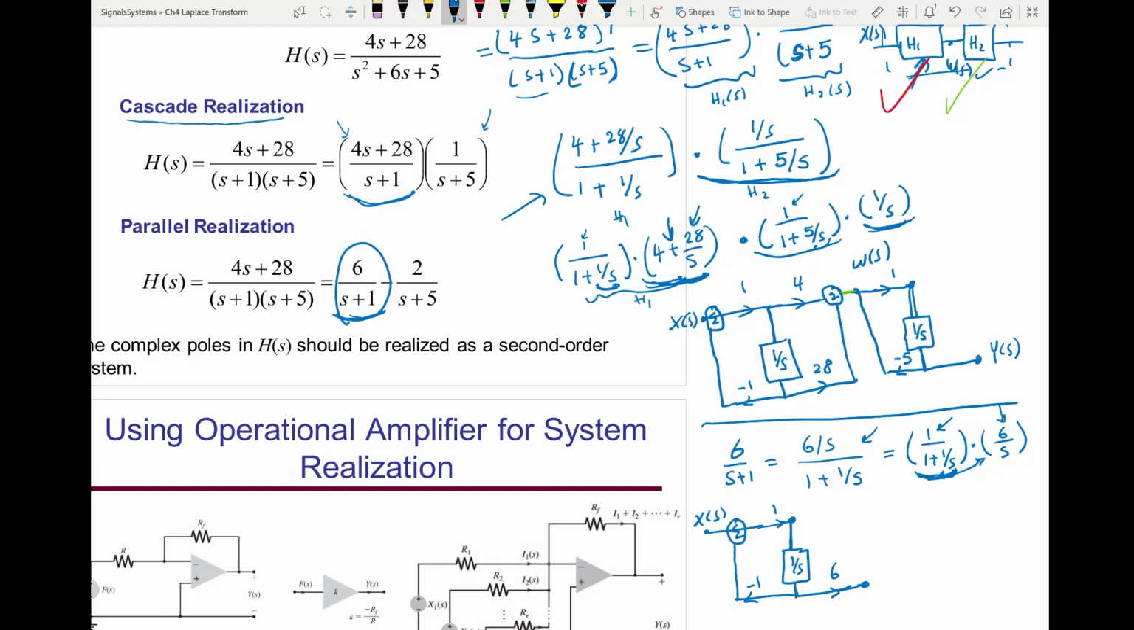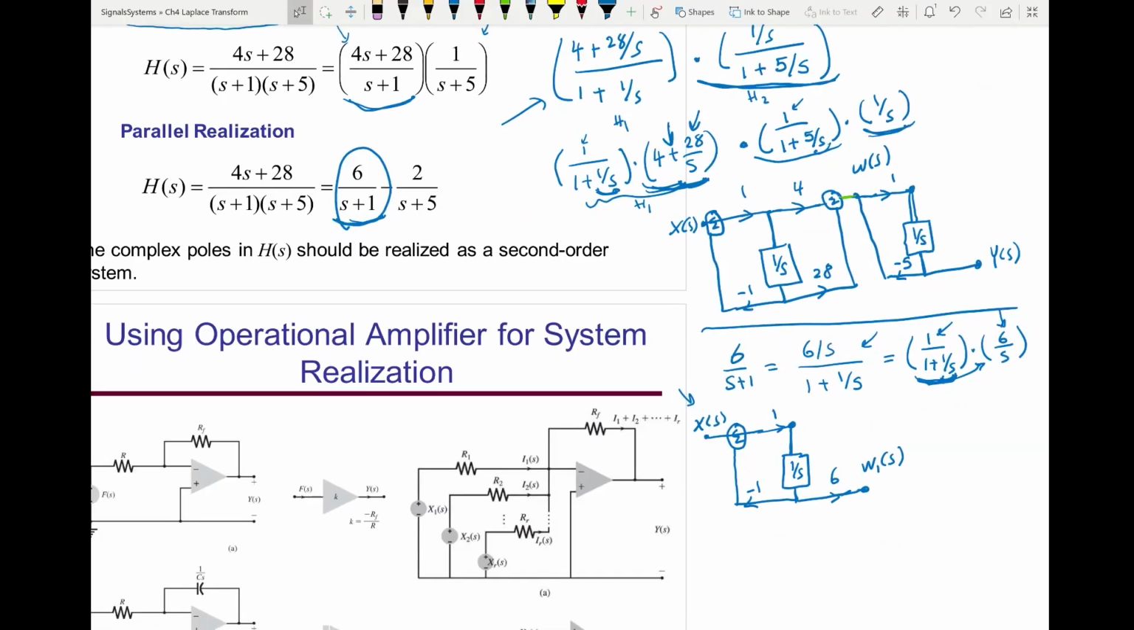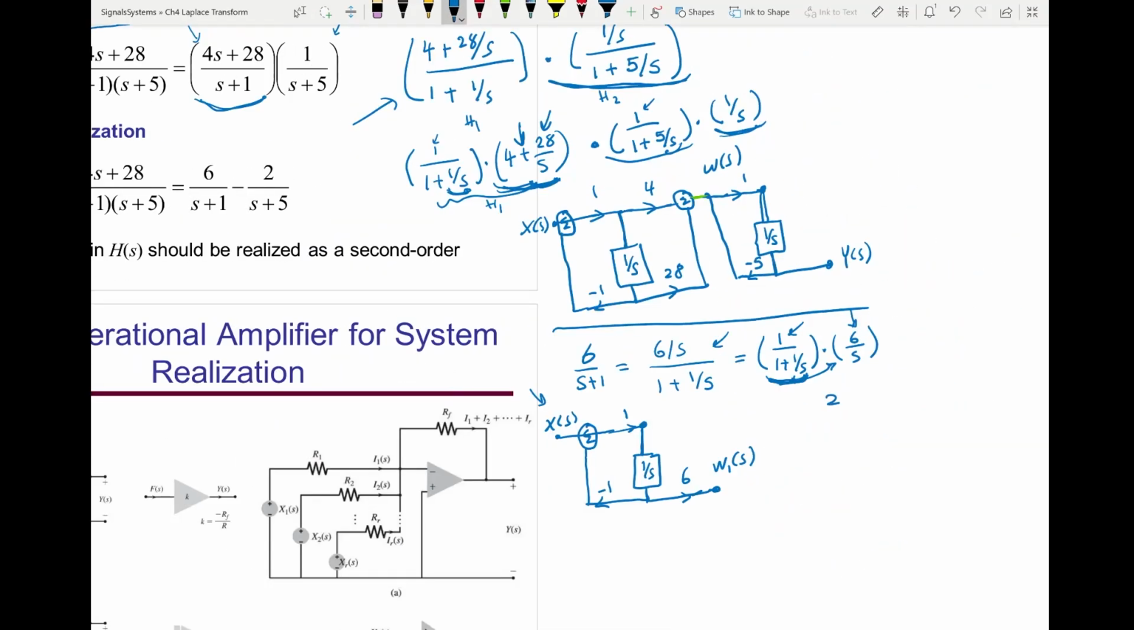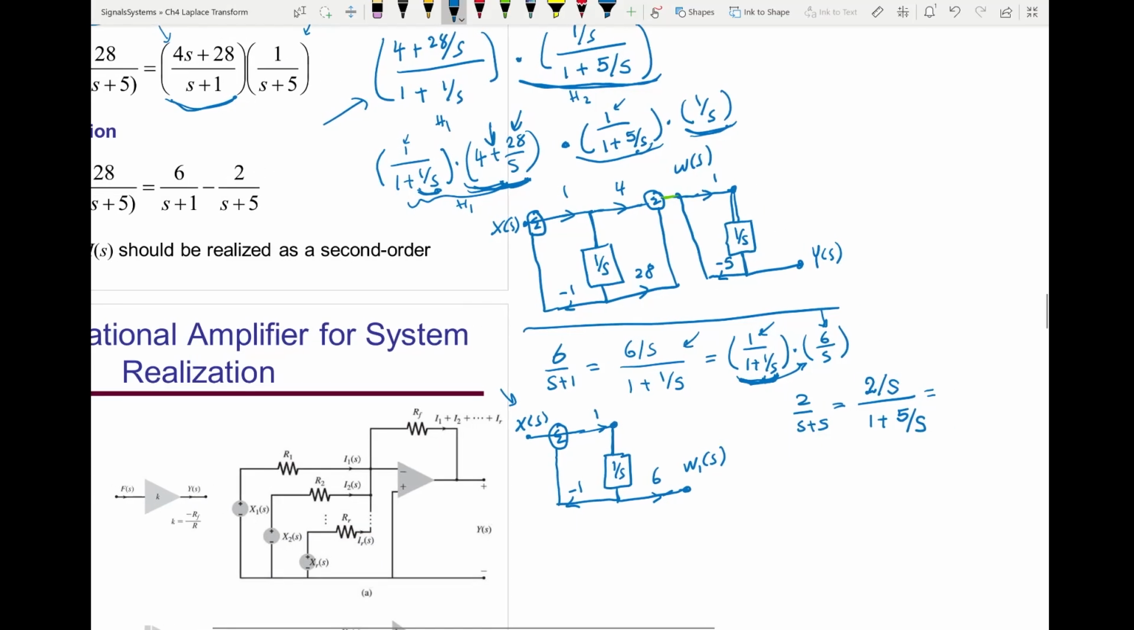The input is x of s, the output I can call it just w1 of s. Now let's build this system. 2 over s plus 5. I can express it, divide numerator and denominator by s, so that will be 2 over s, 1 plus 5 over s. And I can express these as the feedback 1 over 1 plus 5 over s times the numerator, the second subsystem, 2 over s.